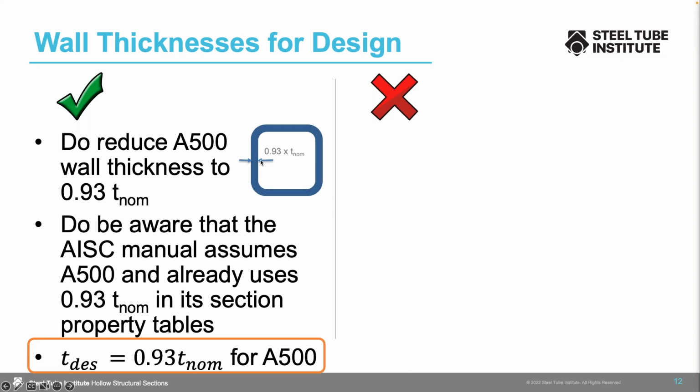So as you can see here, the wall needs to be taken down a little bit in your design calculations, or just ensure that whatever table you're looking at already is using those values for the design wall thickness. Now, in the Steel Tube Institute's design manual, we have all of these properties already listed out for you, so you can take a look at that as well.